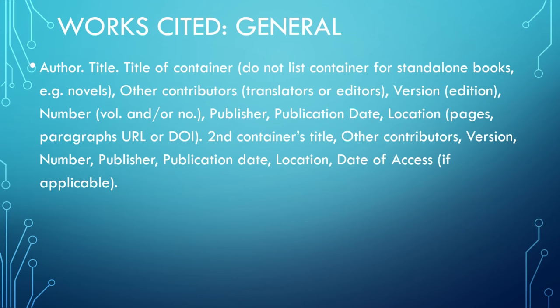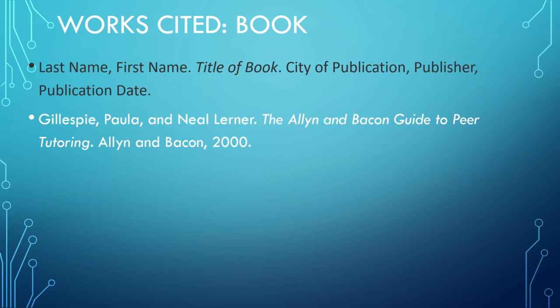The title of the book in italics, that's the I on the top of your word processor's toolbar, followed by a period. Then list the city where it was published, comma, the name of the publisher, comma, and the publication date, followed by one last period.